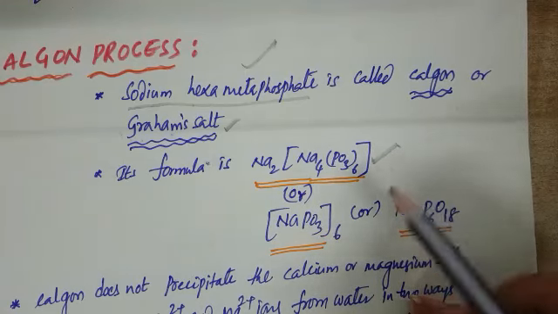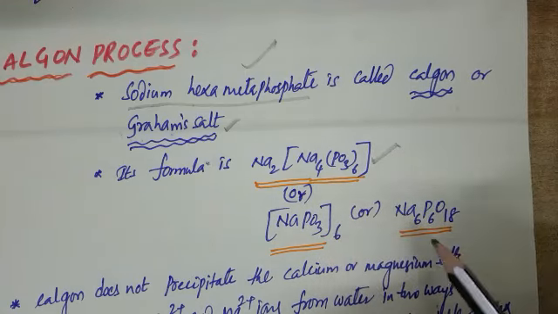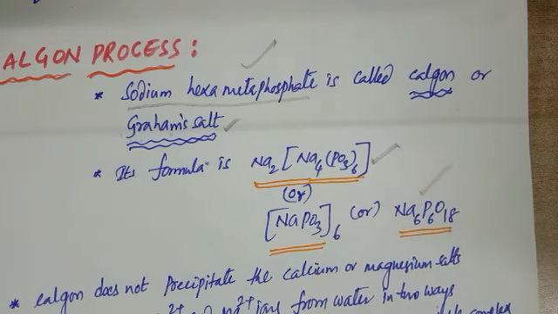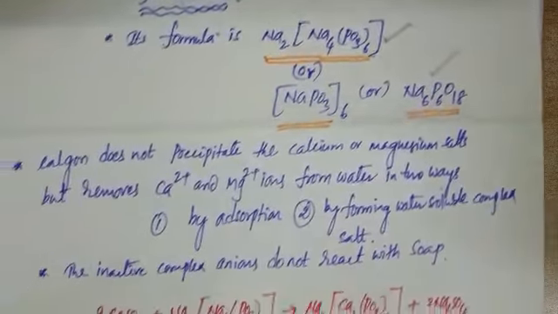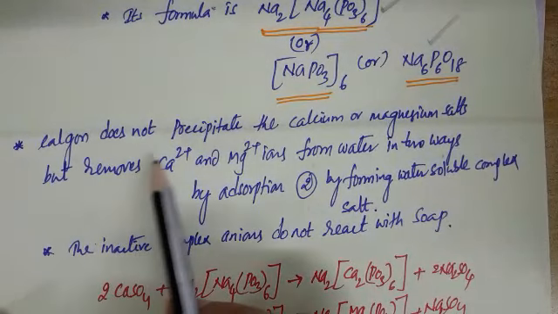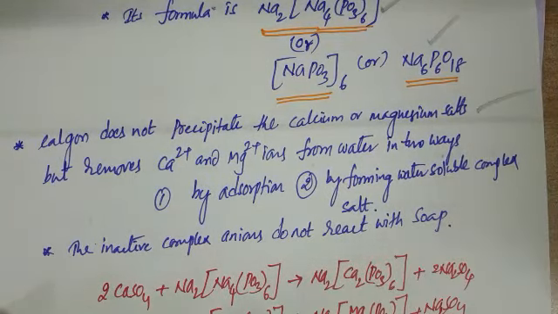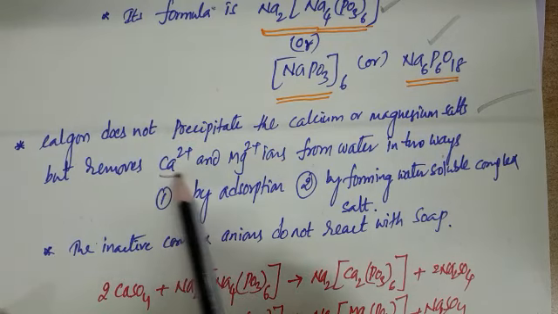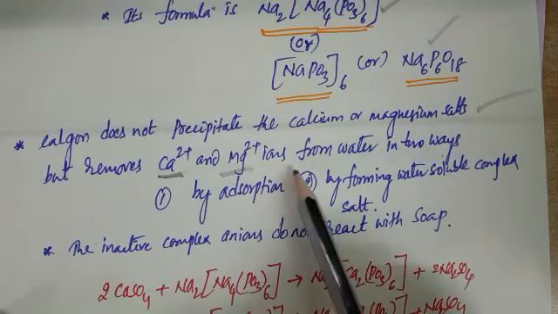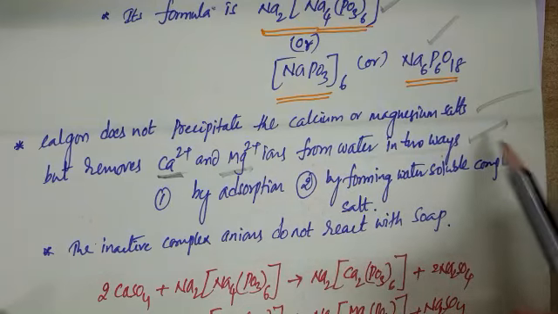The formula you can write like this: Na2[Na4(PO3)6], or [NaPO3]6, or Na6P6O18 also. So Calgon does not precipitate the calcium or magnesium salt. This is the important point, but it only removes Ca2+ and Mg2+ ions from water in two ways.